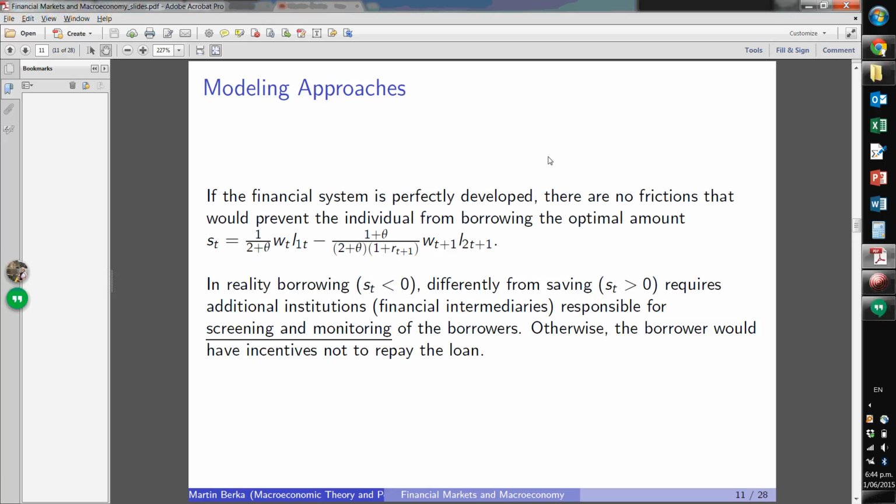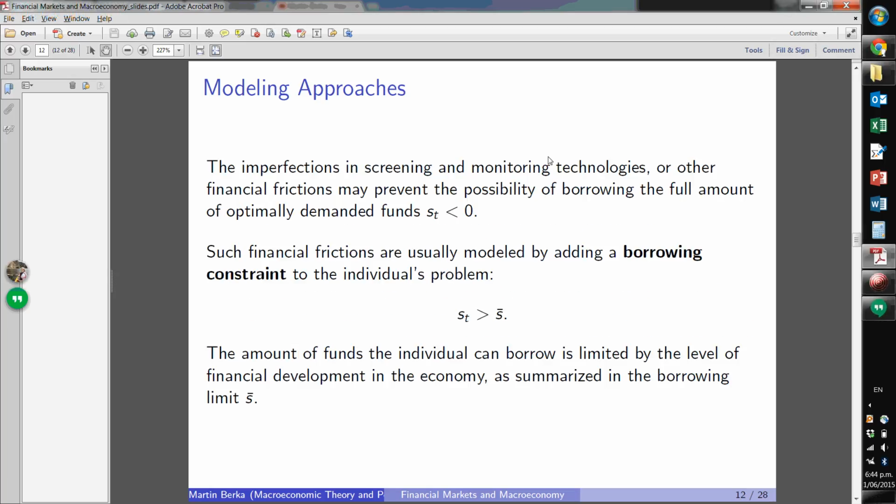Right? So what happens if we model monitoring or screening cost? Well, basically there will be less saving, there will be less borrowing as well. So there's going to be a tax on transactions, and the volume of transactions is going to be decreased.